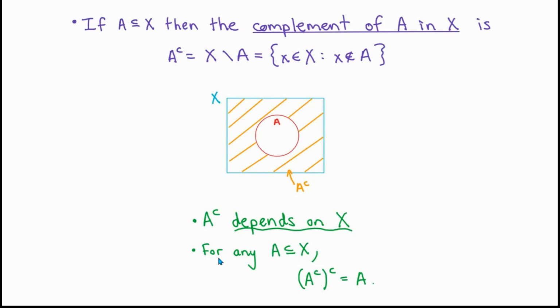The second important property, which is not difficult to prove, is that if you take the complement in X of the complement of a set A in X, you recover the original set. It's kind of easy to see why this should be true from the Venn diagram, and it's also not difficult to prove it rigorously using the definition.